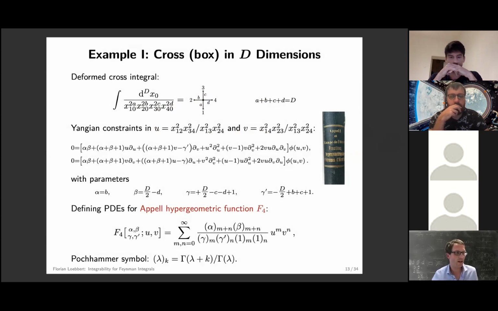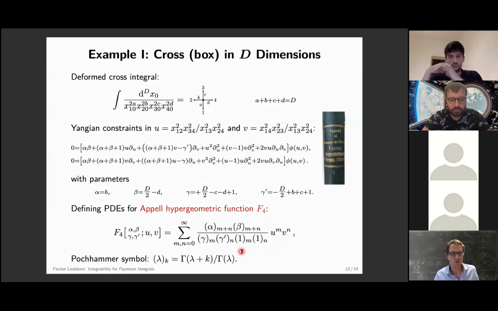And what one finds are these two differential equations in U and V, where for convenience I've introduced these shorthands here in terms of the space-time dimension and the propagator powers. So now one has two options. Either one can solve these differential equations, for example, by making a series ansatz, or one looks at this old book here where they are discussed in quite some detail, and they are known to be the defining differential equations for this Appell hypergeometric function F4 that's written down here.